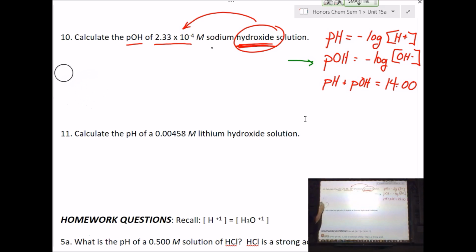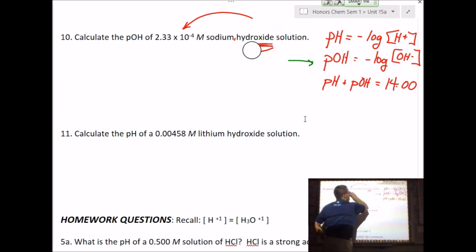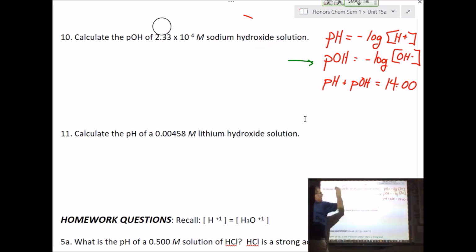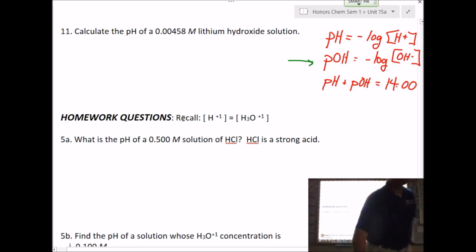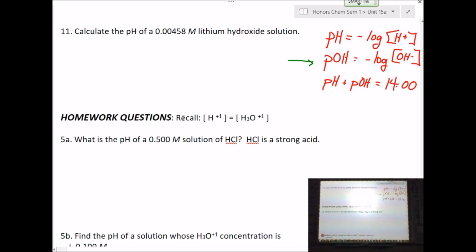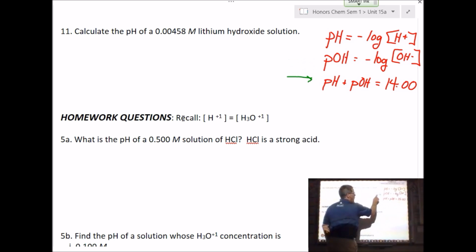Trust me, you're going to have your calculator for all your problems that you're doing in here. Let's look at number 11. It says, calculate the pH of a 0.00458 molar lithium hydroxide solution. So it's asking for pH, but it gave us a hydroxide concentration. So we're going to use this. If we're working smart, we'll use this and this, right?